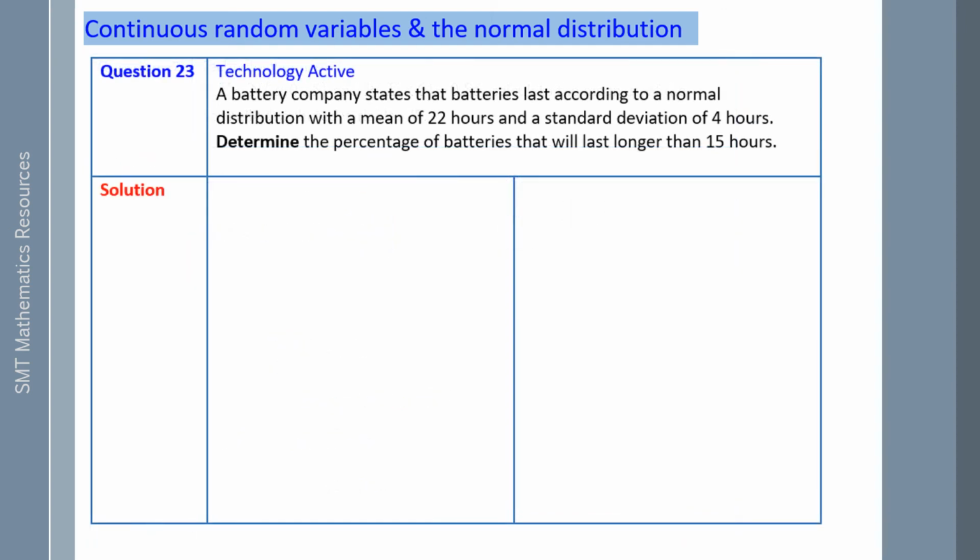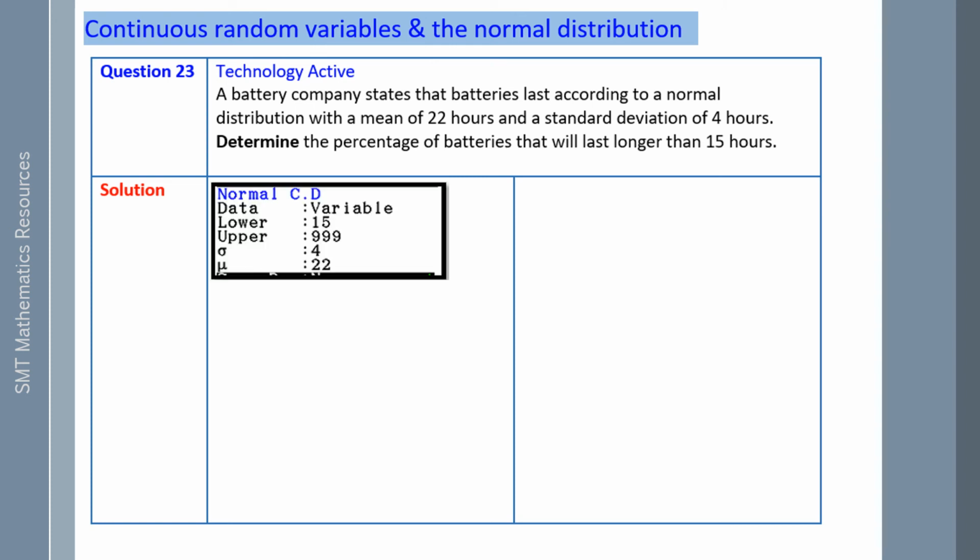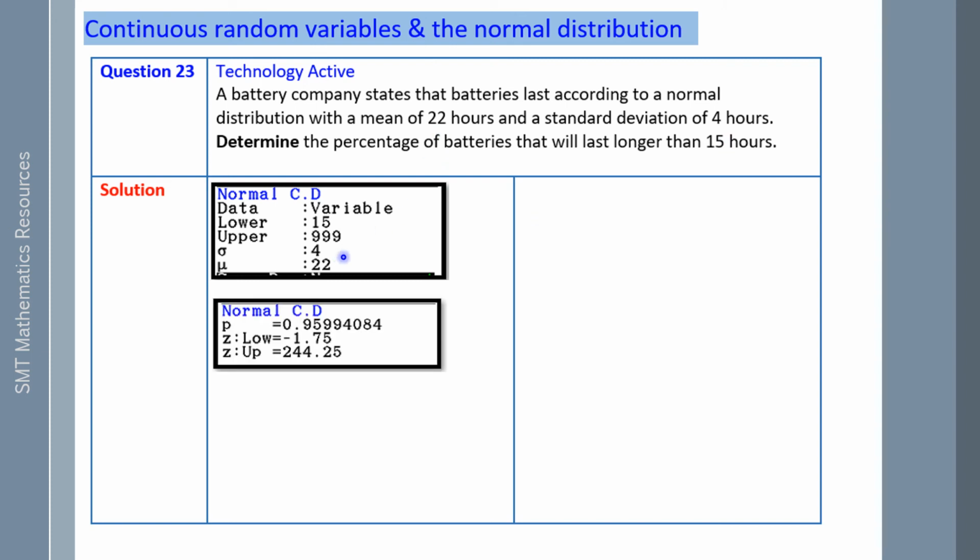Question 23. A battery company states that batteries last according to a normal distribution with a mean of 22 hours and a standard deviation of 4 hours. Determine the percentage of batteries that will last longer than 15 hours. This is a simple calculator question. My lower is 15, my upper is some very large number like infinity. My standard deviation is 4, the mean is 22, and our answer is about 96%.